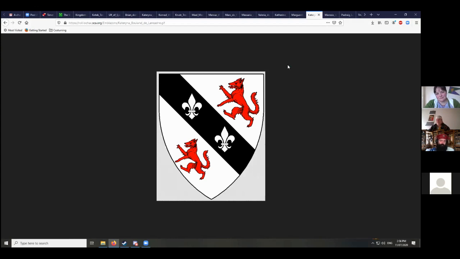Do we have a primary charge group? I would say the two wolves, but they're around, actually no, the bend would be the primary charge because it goes across the center. Bingo. With the wolves around it, which would be secondary, and the fleurs-de-lis would be tertiary because they're on top of the bend. Yep. This is all correct. All good identification. Now, here comes the hard part. How do you put that into a blazon?